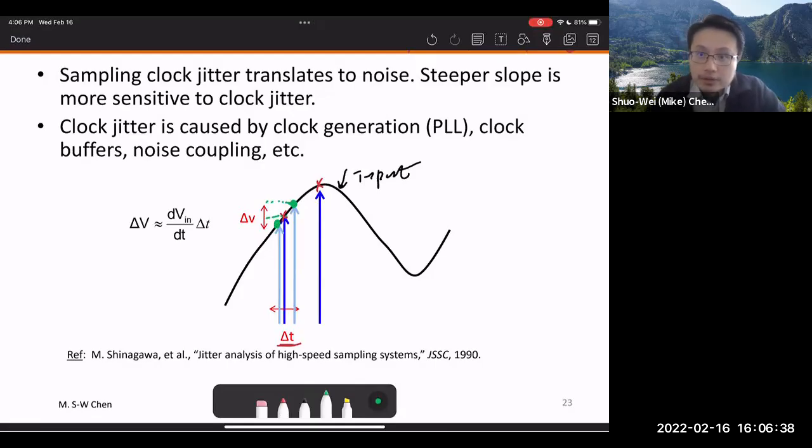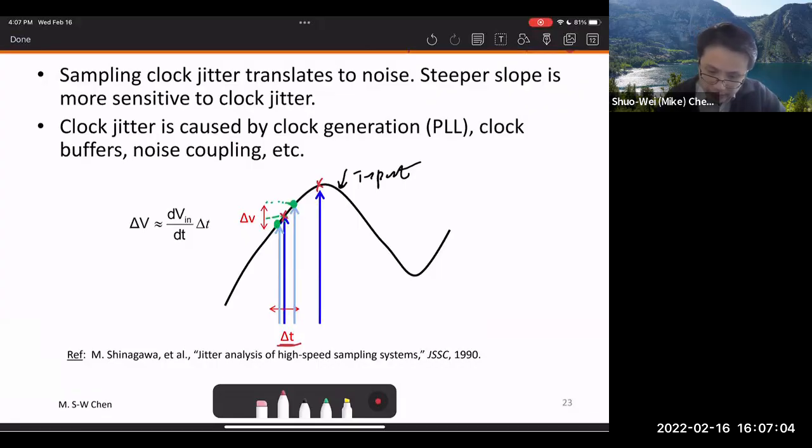Now, in order to estimate the magnitude of the errors caused by this clock jitter, we can do a first order approximation. How do we do that? First of all, we take the first derivative at that nominal sampling instant.